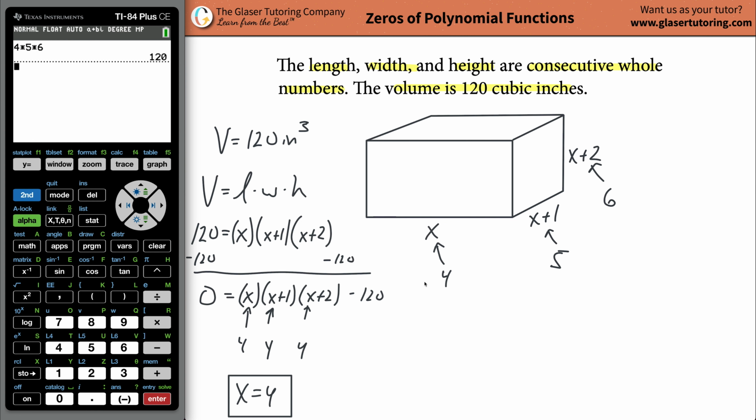All right, so that's how you do it. Now, whether the length is going to be 4 and the width is 5, or the length is 5 and the width is 4, I have absolutely no clue because it didn't give me enough guidance to make that determination. But all I know is that one of the values is 4, one is 5, and one is 6, and that's all there is to it.